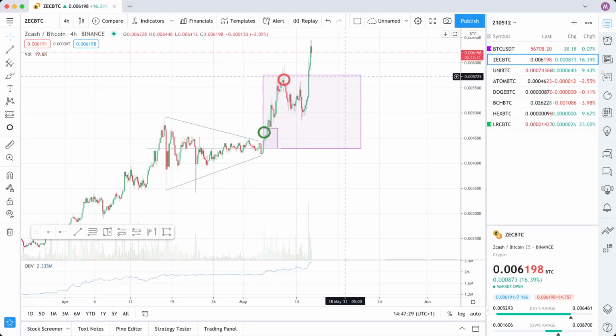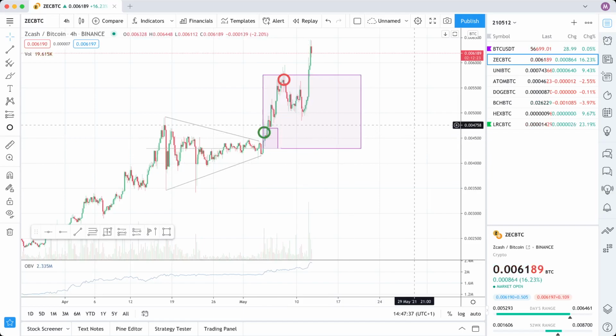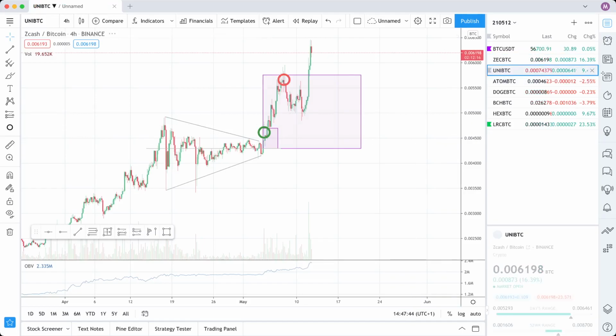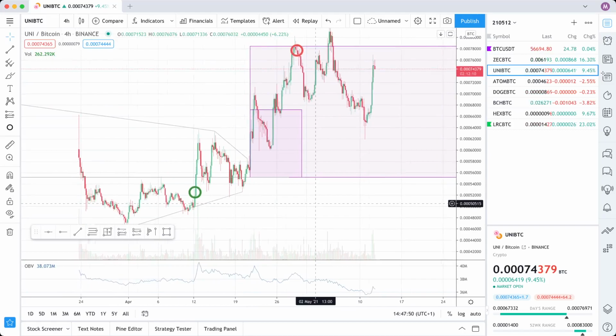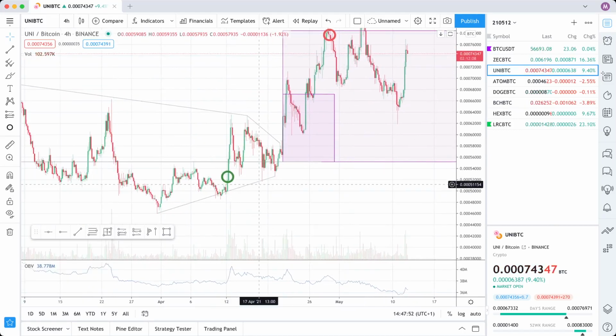If it reaches the edge first, it's timed out. If it falls below the bottom of the box, then the trade has failed. But on this occasion, it was a very successful trade. And another one, Uniswap against Bitcoin. Again, we see a squeeze, and then once the squeeze is finished, it moves up.